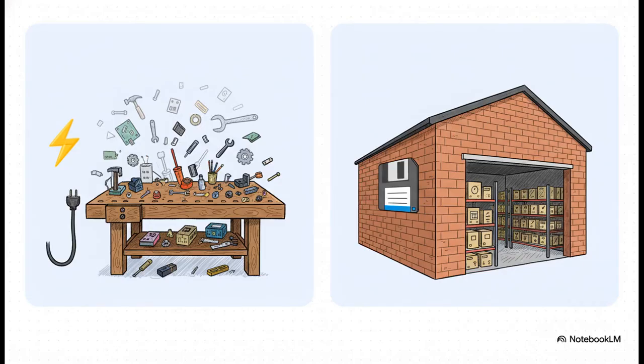This workbench and warehouse analogy is just perfect for understanding the difference. Volatile memory, like the RAM in your computer, is your workbench. It's where you keep everything you're actively working on. It's fast, easy to get to, but, and this is the important part, when you turn the power off, poof, the workbench is cleared. Non-volatile memory, like your hard drive, well, that's the warehouse. It's for permanent, long-term storage, keeping all your files safe and sound, even when the computer is totally off.